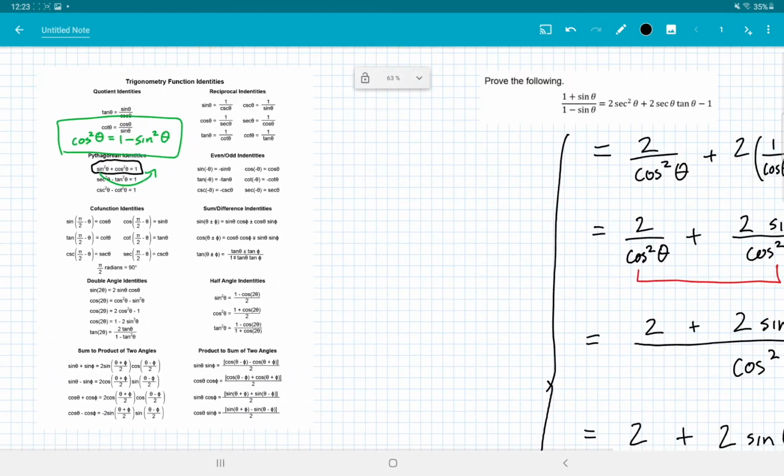Pause the video if you want to see these trig identities. They're kind of the ones you need. And like I said, I really hope that your teacher provides these for you. Otherwise, it makes these questions very difficult.